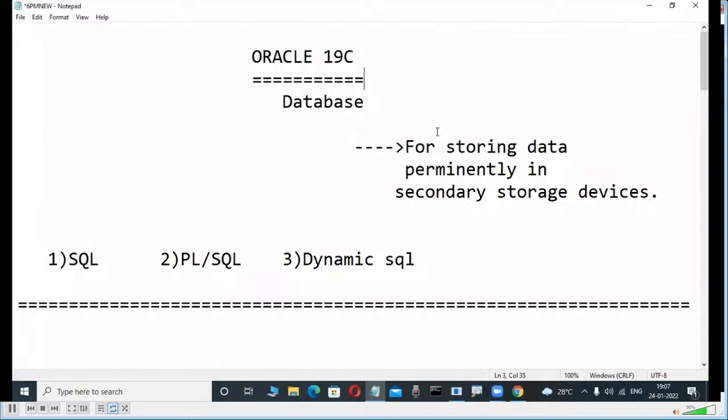One fellow is asking only Murali Sir, Ramesh only. Okay, very good. I would like to try for PL/SQL development, sir, and currently working as an L1 DBA. Yeah, okay, very good.